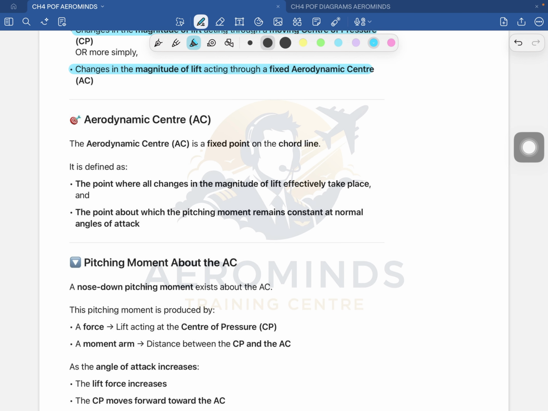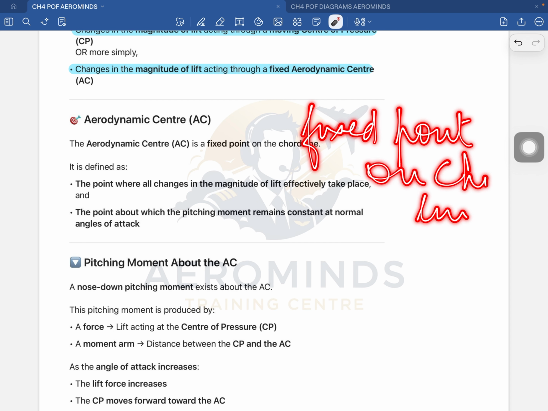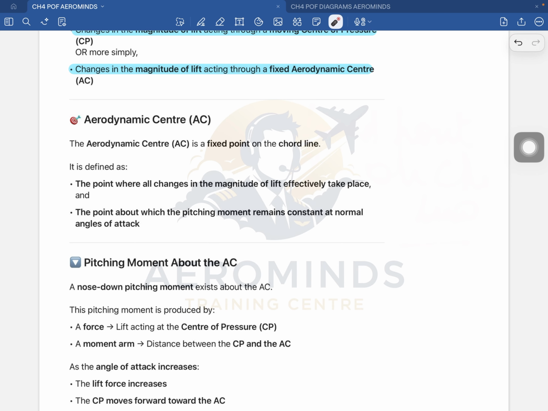So the aerodynamic center is basically a fixed point on the chord line of the aerofoil. The chord line, remember, is the straight line joining the leading edge and the trailing edge. The aerodynamic center is defined as the point where all the changes in the magnitude of the lift effectively take place. In other words, when angle of attack changes, the lift increases or decreases, and we can imagine that this change in the lift is acting at the aerodynamic center.